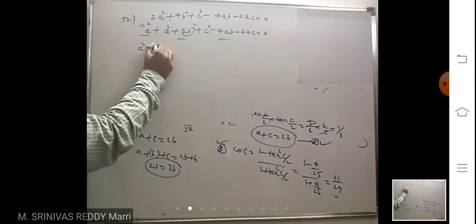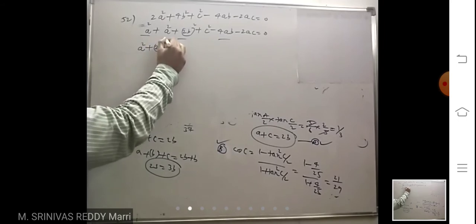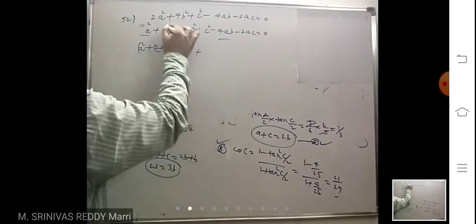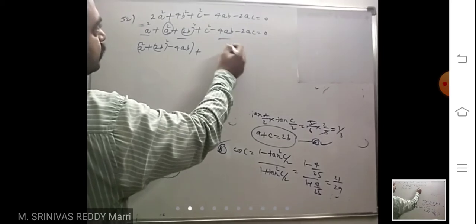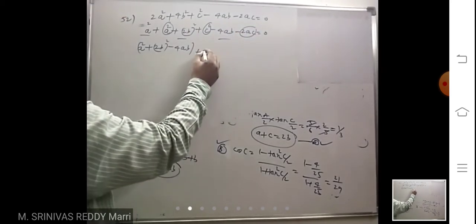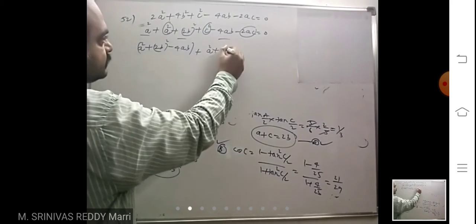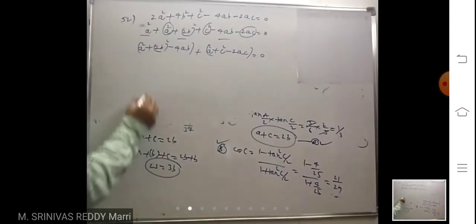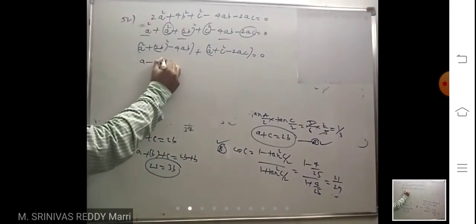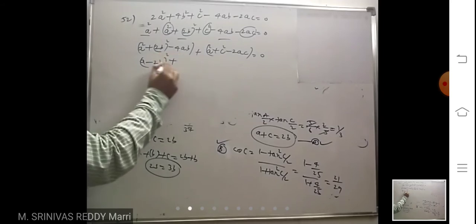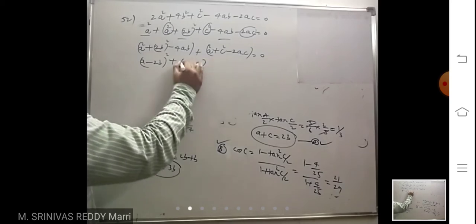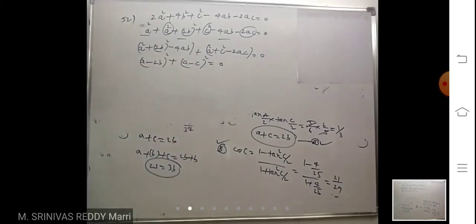A square plus 2b whole square minus 4ab, these three terms, and then these remaining terms, these three terms I am clubbing: a square plus c square minus 2ac equal to 0. Right? This is nothing but a minus 2b whole square. This is perfect square of a minus 2b whole square plus a minus c whole square equal to 0.